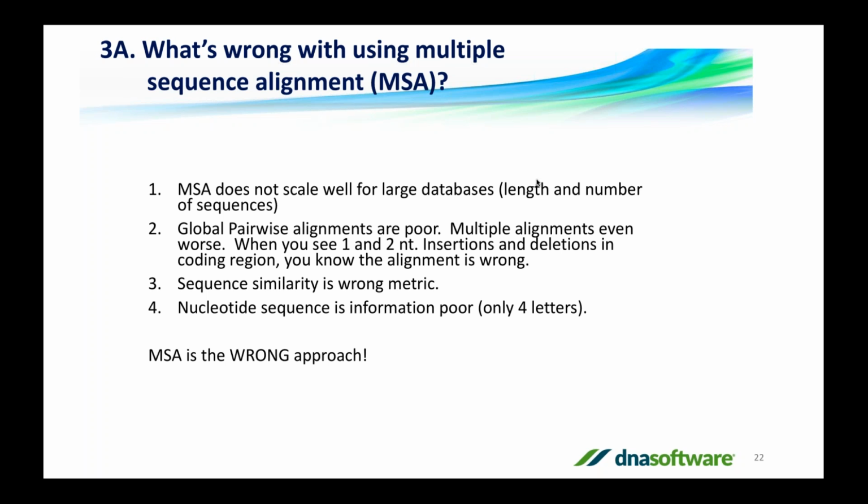And one of the reasons why the MSA alignments are not very good is that nucleotide sequence is information poor. You only have 4 different letters, A, C, G, and T. And it's just very hard. There is a lot of sequence variation, particularly in viruses and bacteria, a lot of sequence variation, and the MSAs just don't work that well, particularly for primer design.